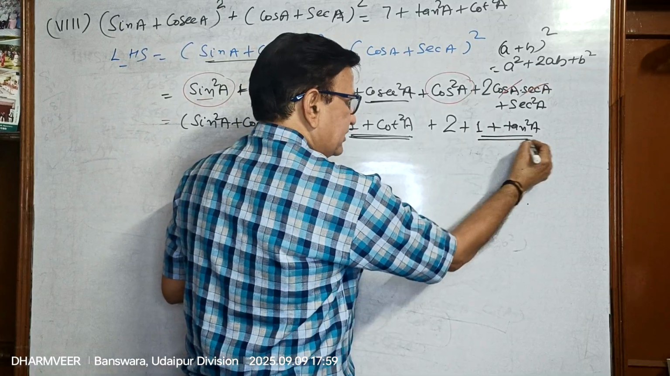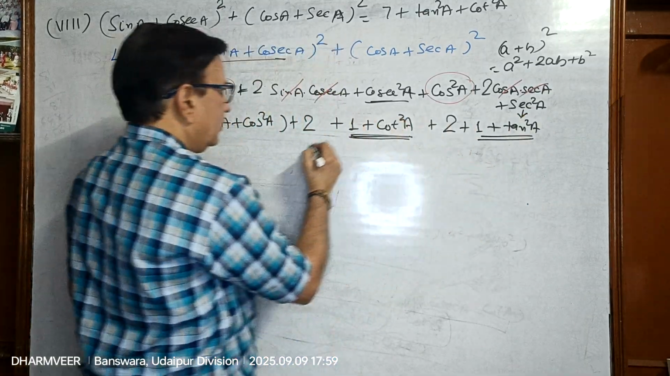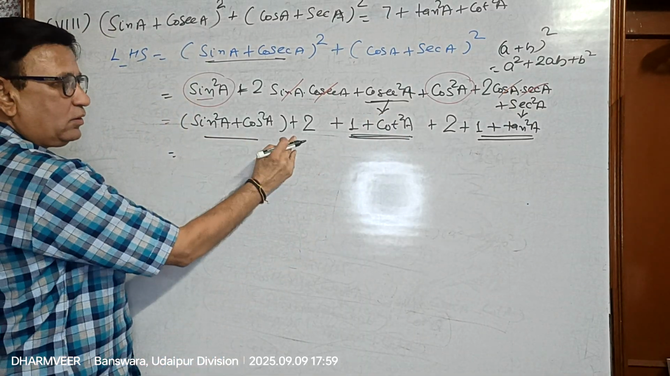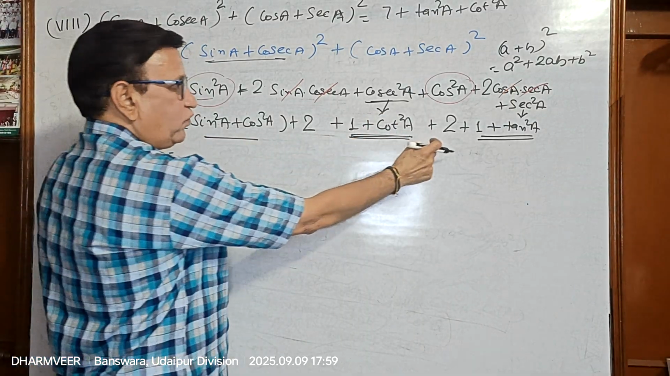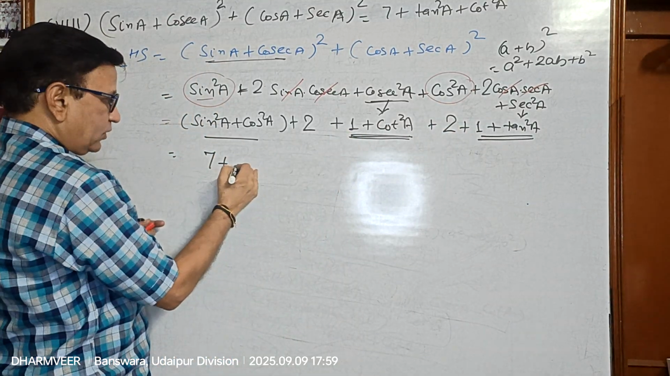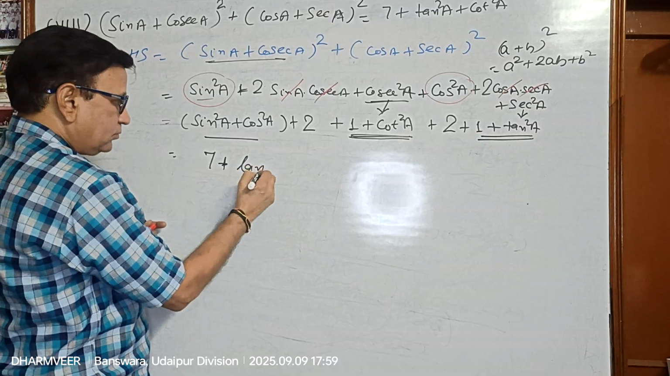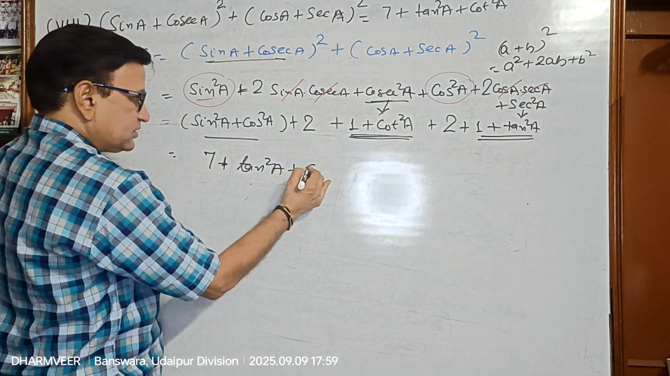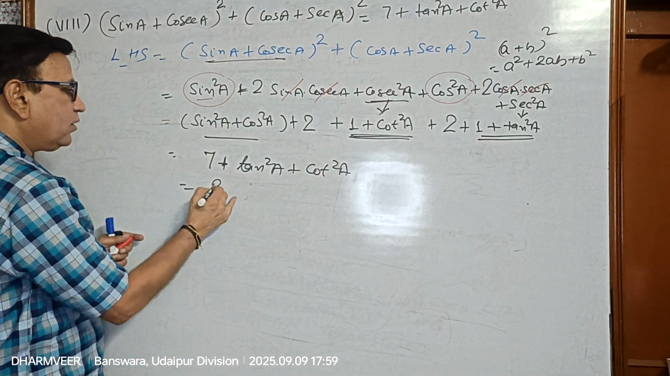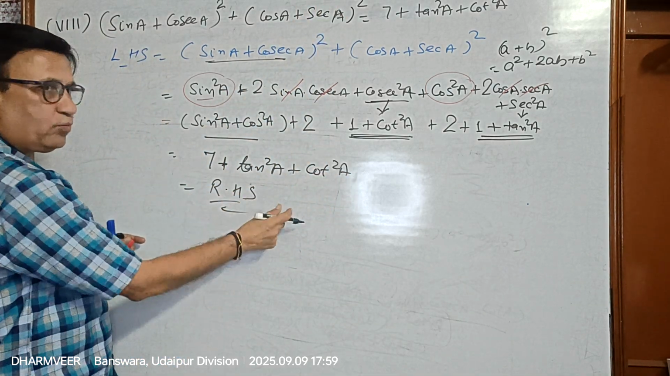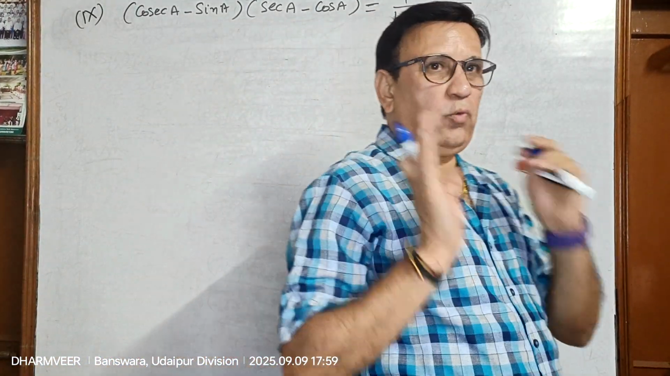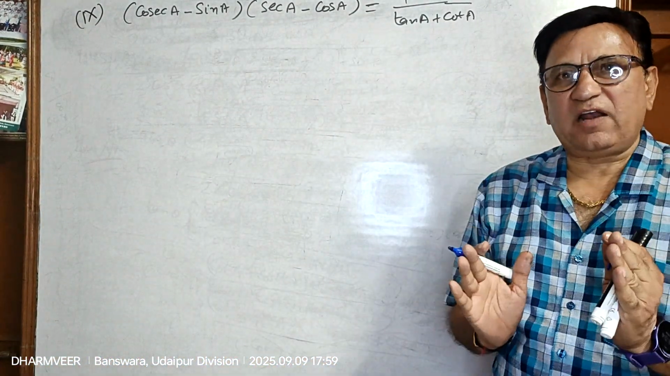Again, I have changed this identity, sec and cosec. So this is 1, 2, 3, 4, 5, 6, 7 plus cot square a, or you can write it tan square a plus cot square a, and that is your required RHS, hence true. Okay, beta, pause the video and try yourself.